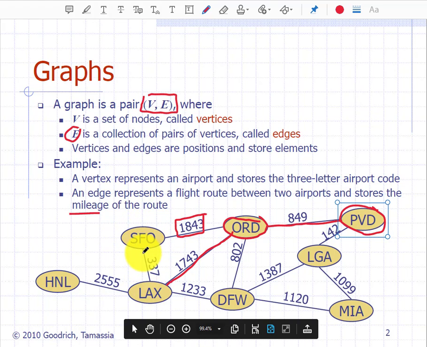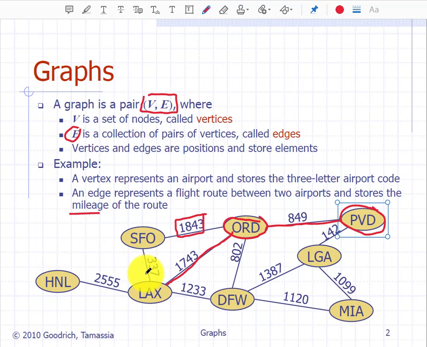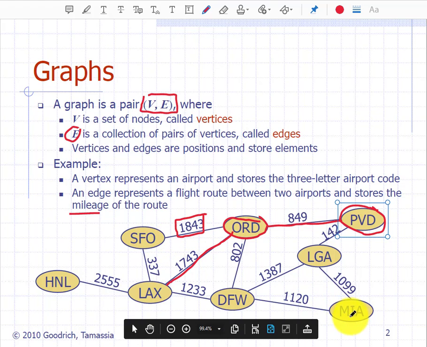My point is that these edges can store information, and in this particular example, we're trying to store the distance between airports. We're storing that information so that we can perhaps find the shortest route from one airport to the other through these various different paths. So suppose we're looking for the shortest distance between SFO and MIA.